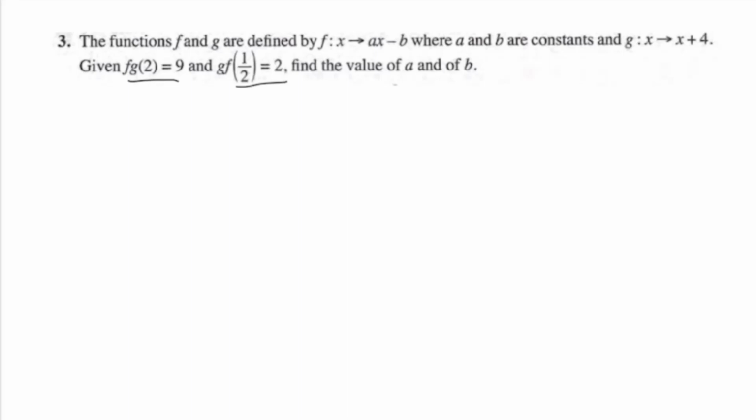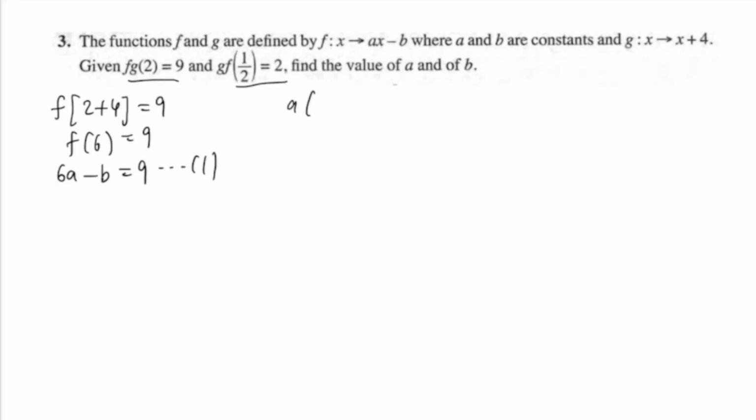So let's start with fg(2) equals 9. So I'm going to put 2 inside my g, so it's going to look like this: f(2 plus 4) equals 9. f(6) is 9. Put 6 inside f. 6a minus b equals 9. This is my first equation. Okay, so by the way, guys, just so you know, sometimes I write a times 6 minus b.